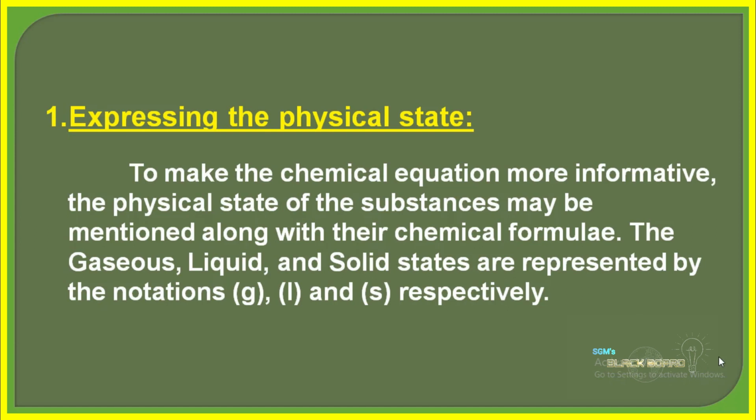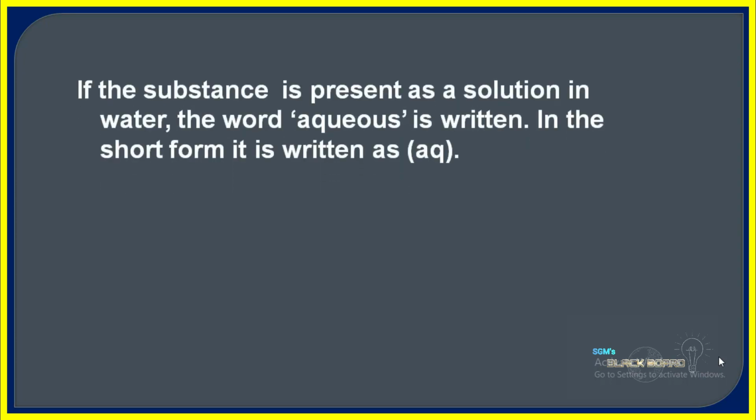To make the chemical equation more informative, the physical state of the substances may be mentioned along with their chemical formulae. The gaseous state is represented by the notation G, liquid as L, and solid by the notation S. If the substance is present as a solution in water, the word aqueous is written. In short form, it is written as AQ.